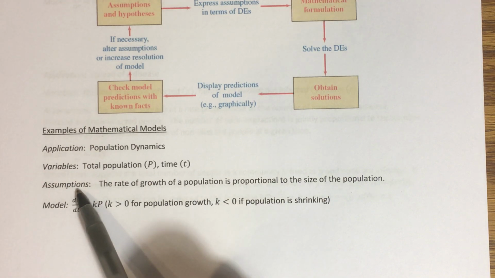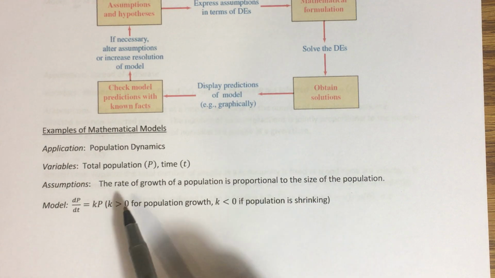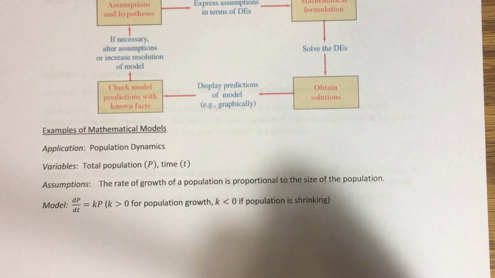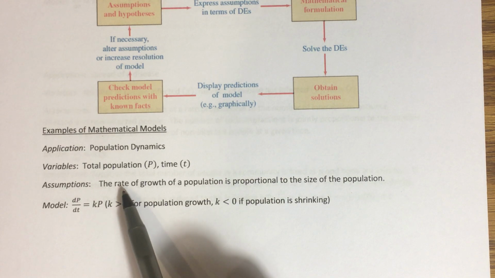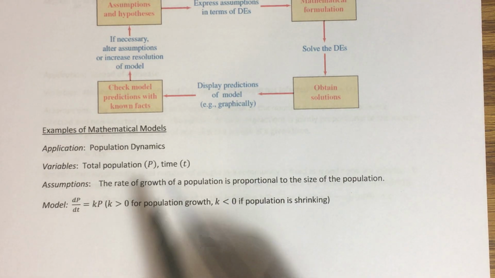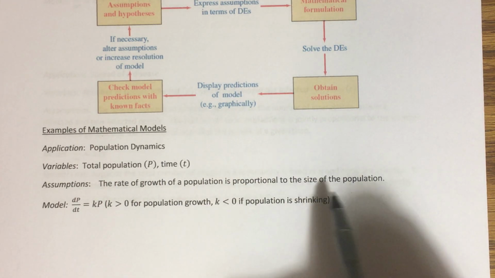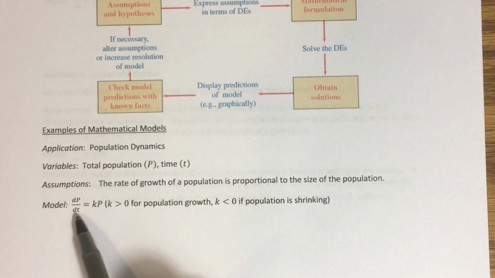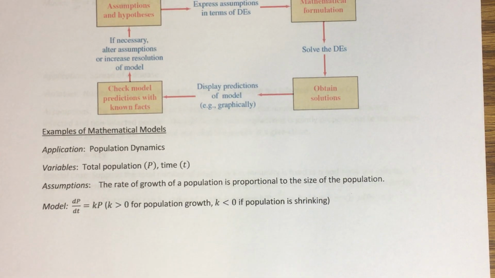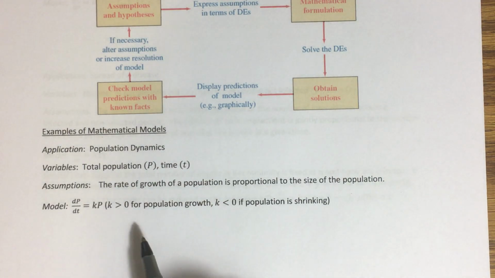And then we can take this assumption and try to come up with a mathematical model for it. Again, remember that is a differential equation. The word rate indicates that we're talking about a derivative. Rate of growth in the population would be dP/dt. And if it's proportional to the size of the population, in the form of an equation that would look like this: dP/dt, our rate of change in our population, is equal to some constant k times P, the size of that population at some given time.